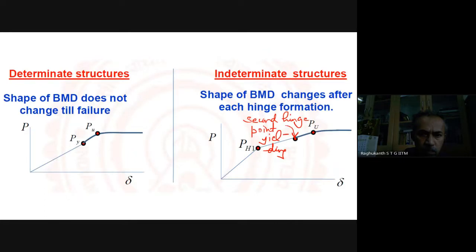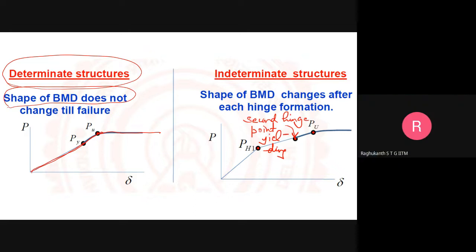So the main observation we made was that for determinate structures, it is very straightforward. It is the same as your elastic analysis, and your bending moment diagrams don't change at all. It just keeps on linear elastic like this. Okay, so Py, Pu, it's the same thing, very straightforward. Only one hinge is sufficient, so there is nothing to worry about for determinate structures.